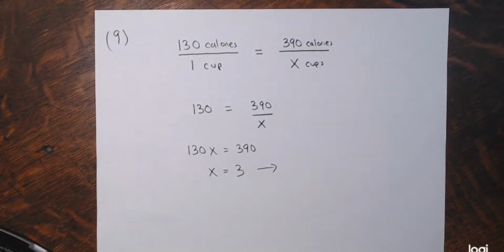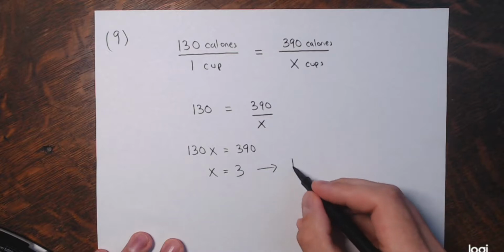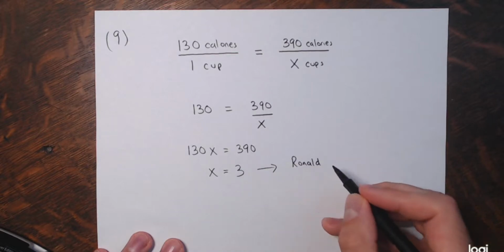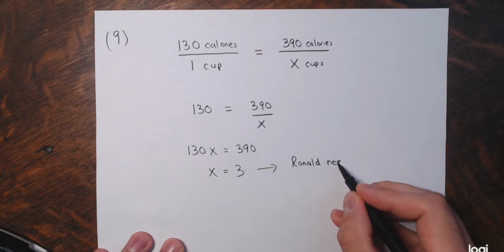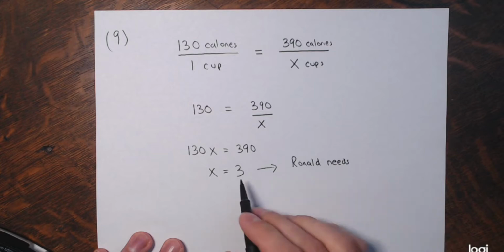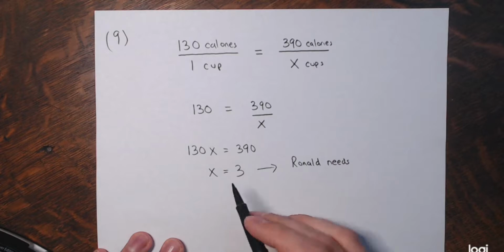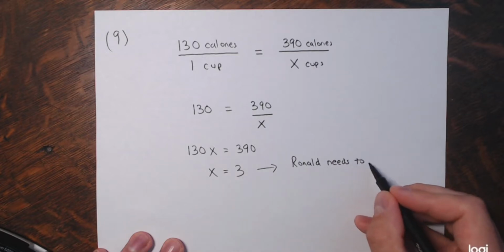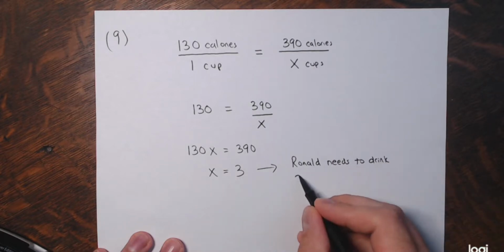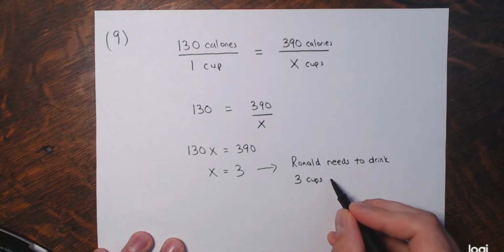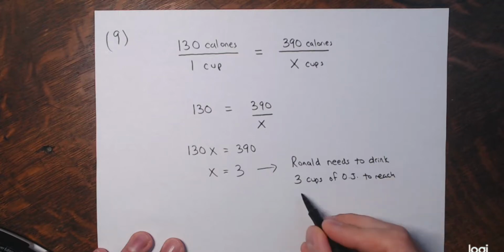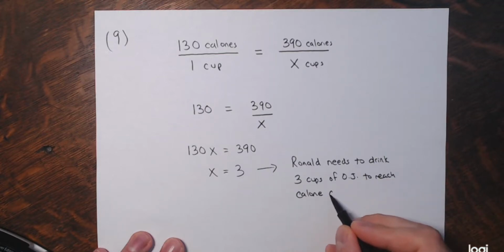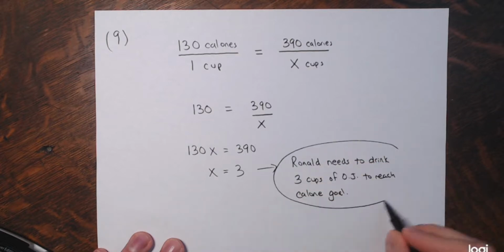39 divided by 13 is 3. So Ronald needs to drink 3 cups to reach his calorie goal. And really, you should say he needs to drink at least 3 cups, right? Because his calorie goal was at least 390 calories. So 3 cups or more. But I'll just say Ronald needs to drink 3 cups of orange juice, of OJ, to reach calorie goal. Great. And again, make it make sense.